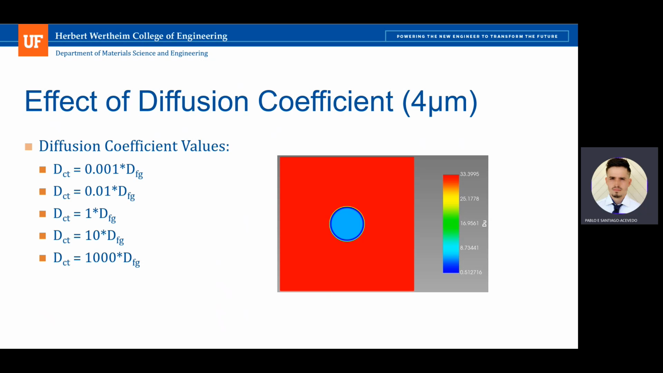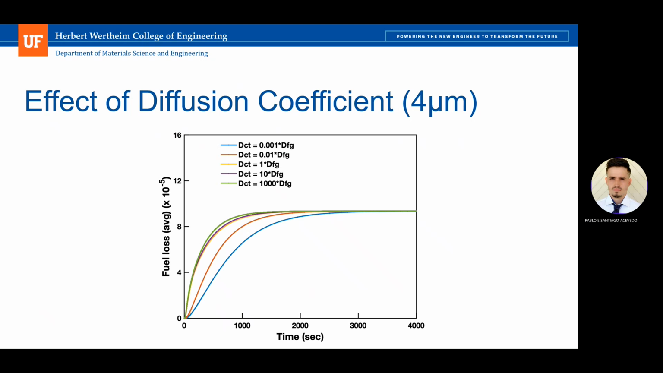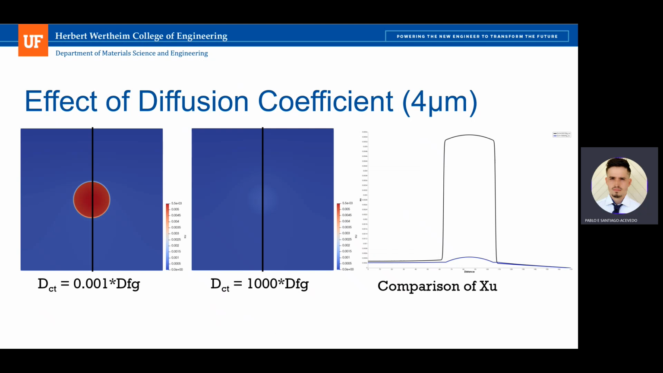Another analysis performed was keeping the thickness constant at 4 micrometers and changing the value of the diffusion coefficient for coating at each simulation. The new graph obtained showed that an increment in the diffusion coefficient for coating will make the fuel loss take less time to reach steady state. On these images, it can be seen that the increment in D_ct, which is the diffusion coefficient for coating, decreased the concentration of free uranium within the fuel particle.